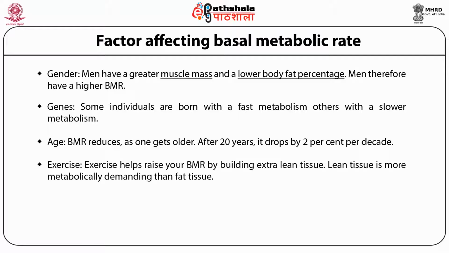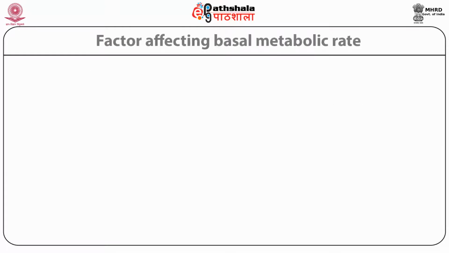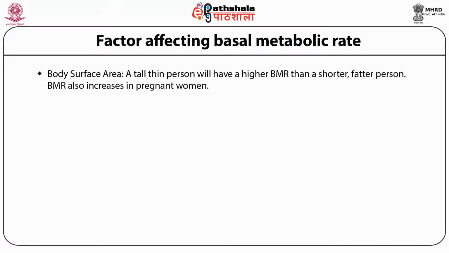Exercise helps raise your BMR by building extra lean tissue. Lean tissue is more metabolically demanding than fat tissue. Weight. The heavier you are, the higher your BMR. Body surface area. A tall, thin person will have a higher BMR than a shorter, fatter person. BMR also increases in pregnant women.